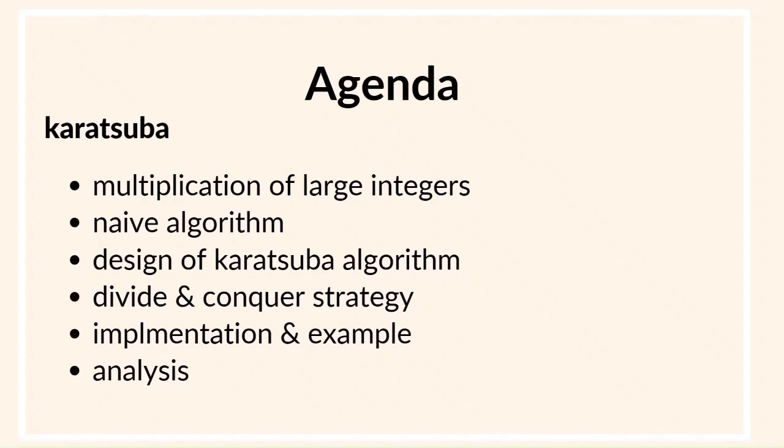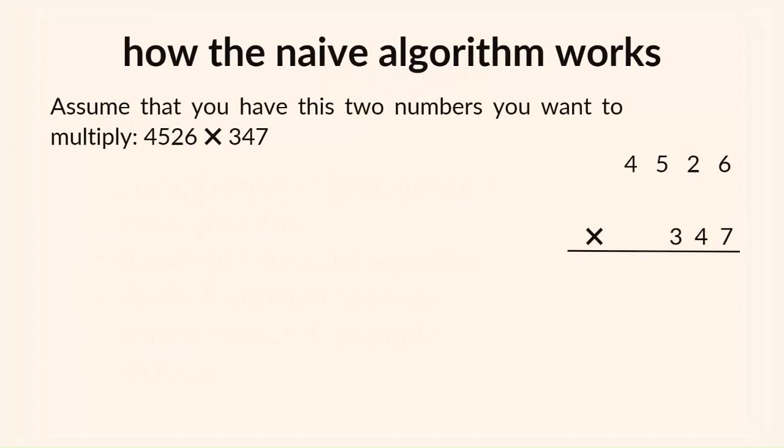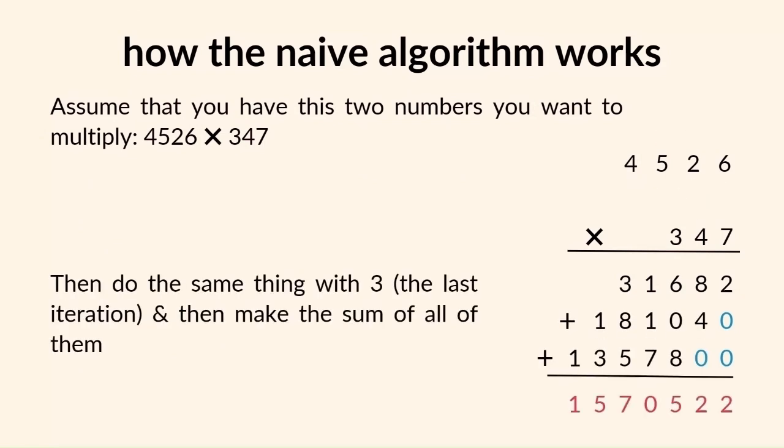I'm going to talk about Karatsuba's algorithm, which is an efficient algorithm for multiplication of large integers. Well, the naive algorithm multiplies each digit of the second number with all of the digits of the first number, or vice versa, then adds them together to get the result. This takes a time complexity of n squared.